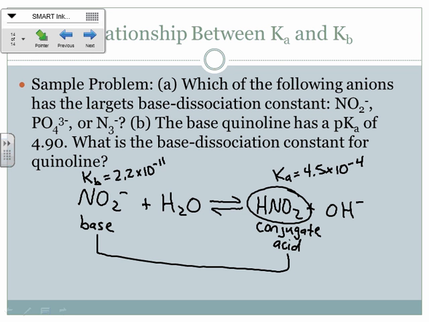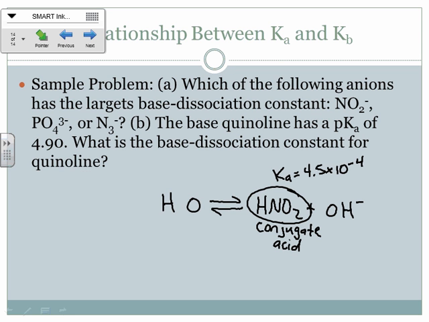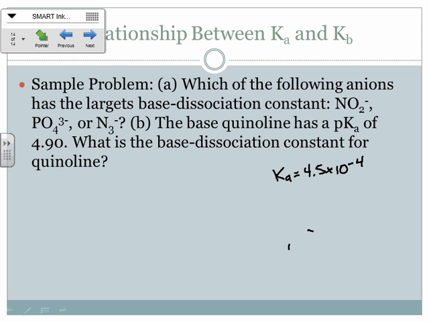So PO4³⁻. Actually, short of calculating all of these, that's probably the easiest way to do this, and I wasn't thinking about that till just now. Let's just figure out the Kas for all of the conjugate acids of these things, and then we can compare them. If it has a large Ka, it's going to have a relatively small Kb. So I'm just going to find the Kas of the conjugate acids of all of these things. The Ka for this is for the HNO2.